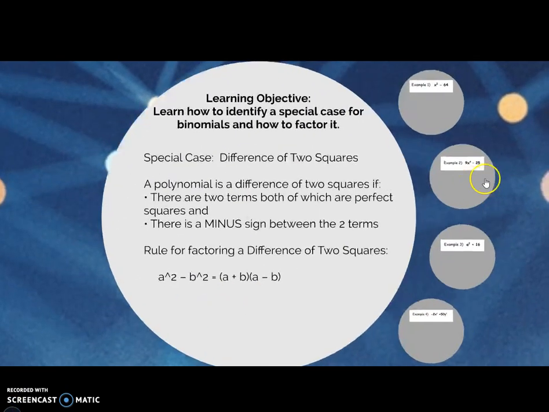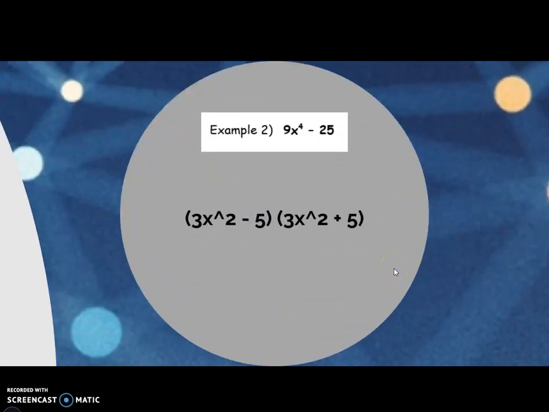Let's look here. This example, 9x to the fourth minus 25. 9x to the fourth is actually a perfect square because if you do 3x squared times 3x squared, you get 9x to the fourth. So this is where we get the 3x squared here. And then the 25 is a perfect square because when we take the square root of 25, you have 5 and 5, and then you have a minus and a plus. That minus and plus will always happen every single time. That's just a part of the formula and how you factor it.